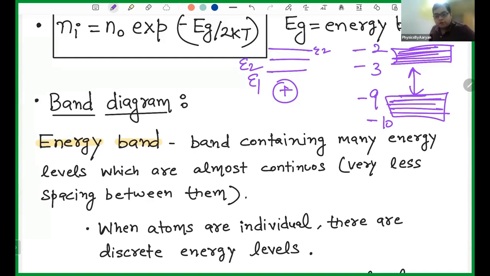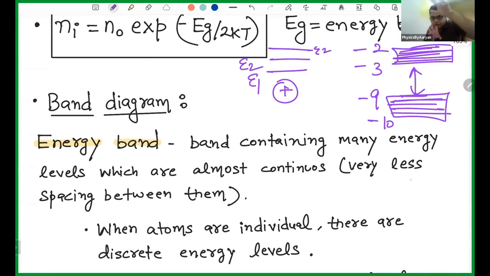So when the atoms combine, you can have any energy between -10 and -9. And then you can have no energy between -9 and -3. You can't have that energy. And then there is an upper band in which you have energy from -3 to -2. So what happened is that your total energy levels split into two parts. One part is below, one part is above. And in both the bands, there are many energy levels.